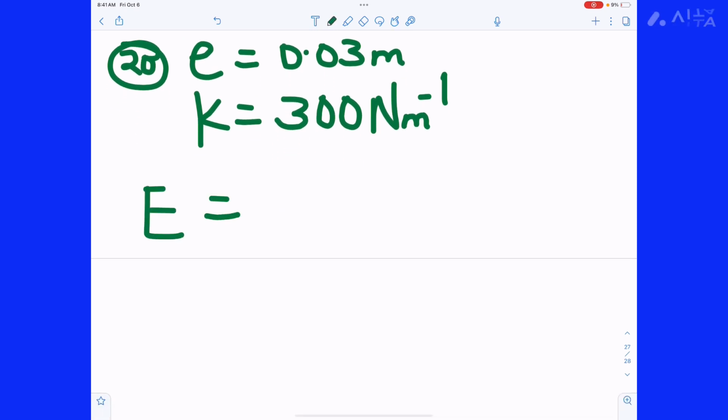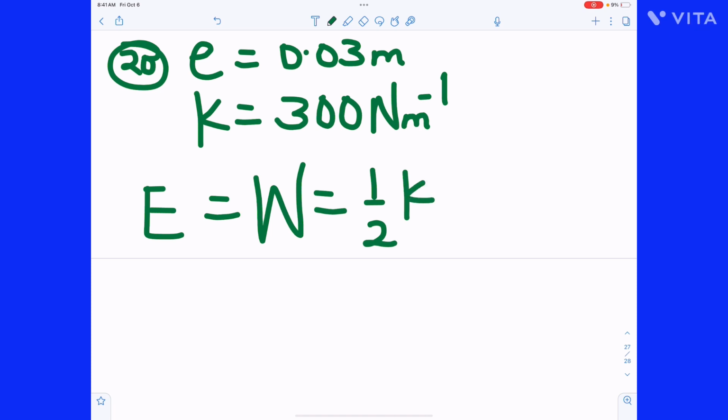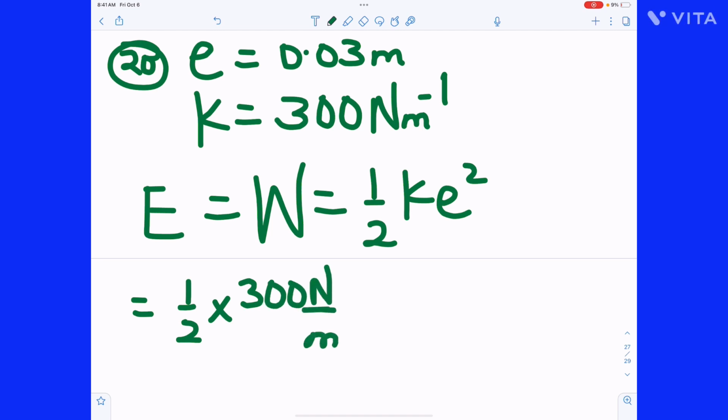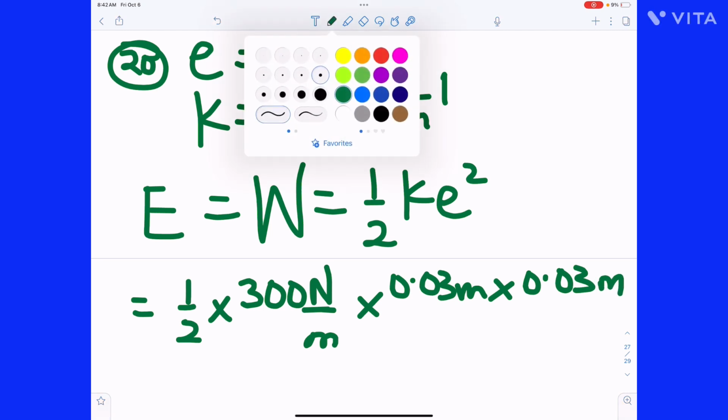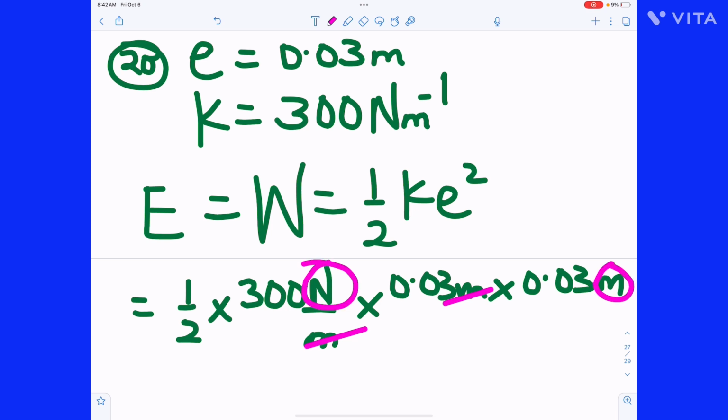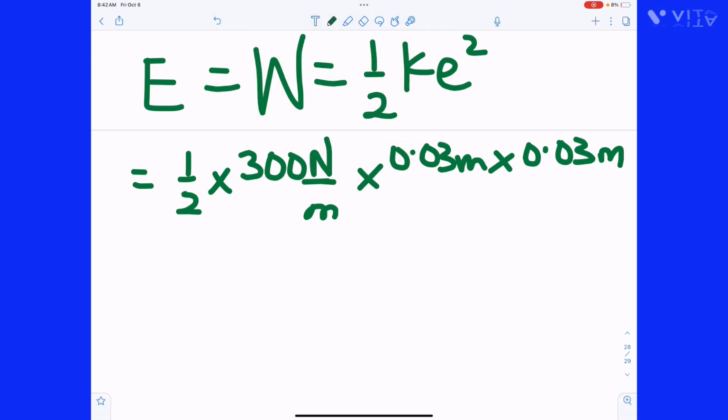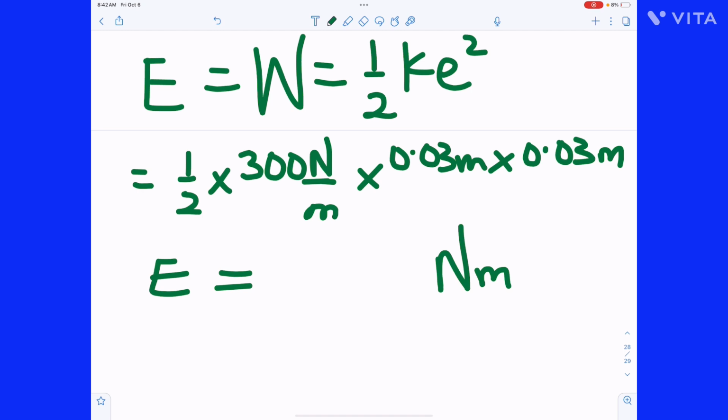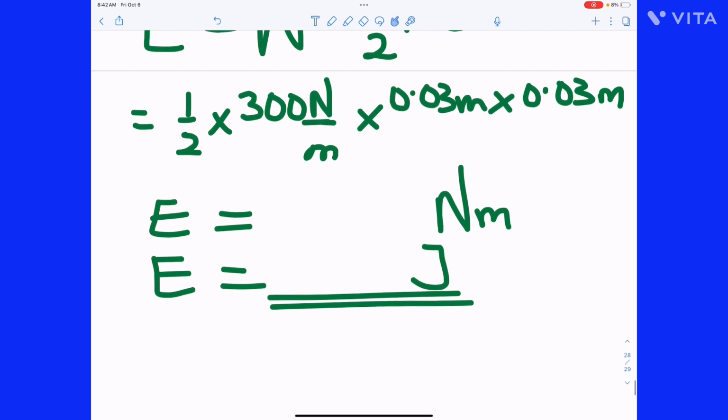Okay, energy stored is the same thing as work done on the spring, which is equal to half ke squared. So that will give us half times 300 newtons per meter times 0.03 meters times 0.03 meters. I think this is pretty straightforward. You can do it yourself. Meter will cut meter, so you have newton meter as the only unit left. Then press your calculator to get your answer. I don't need to finish this for you. Your answer will be a value in newton meters, and that same value can be changed to joules. Just change newton meter to joules.